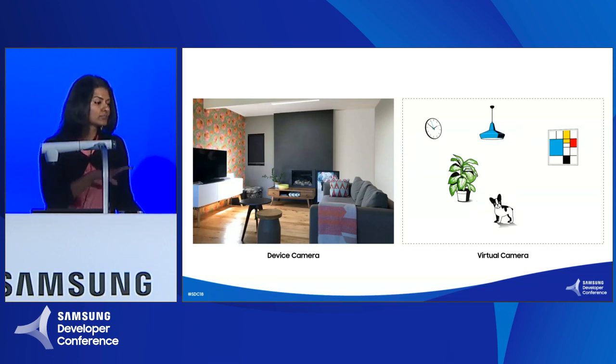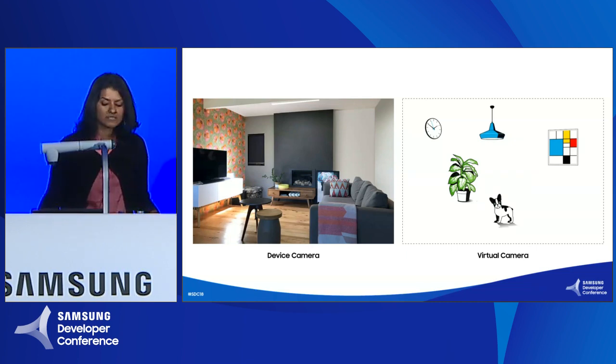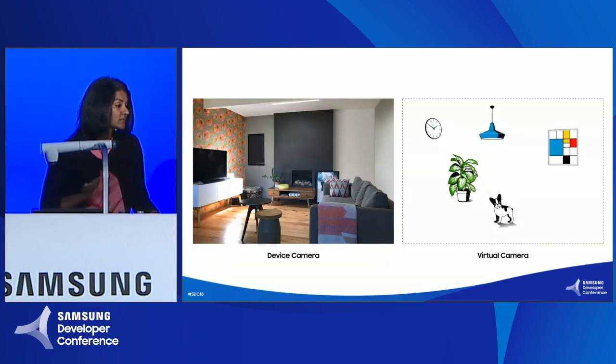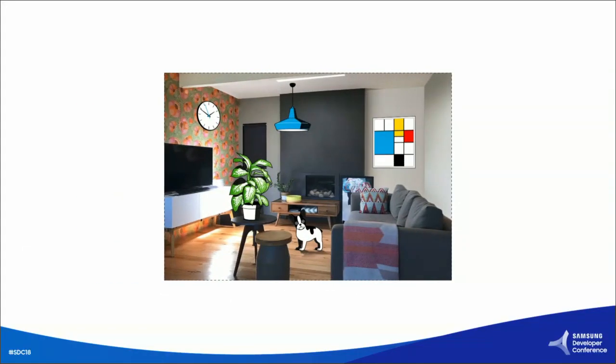That means, let's say you have configured your virtual camera to see some of the digital content in the scene. And what localization does is accurately estimate the position of the virtual camera so that it can align well with the device camera. So it looks as if the virtual content is in the real world.